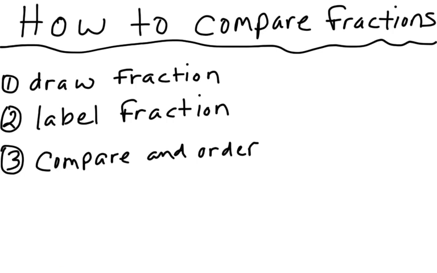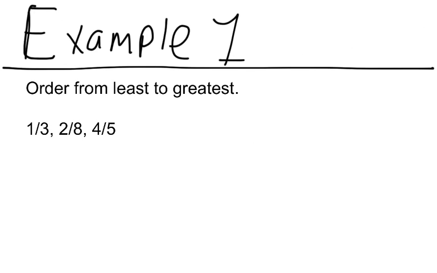Now, how do we compare and order fractions? You want to draw the fraction, because remember, we're still in the process of learning those different fraction sizes. So still the best thing for us to do is to draw them, label them, and then compare and order. So let's look at an example. This time we want to order 1/3, 2/8, and 4/5 from least to greatest.